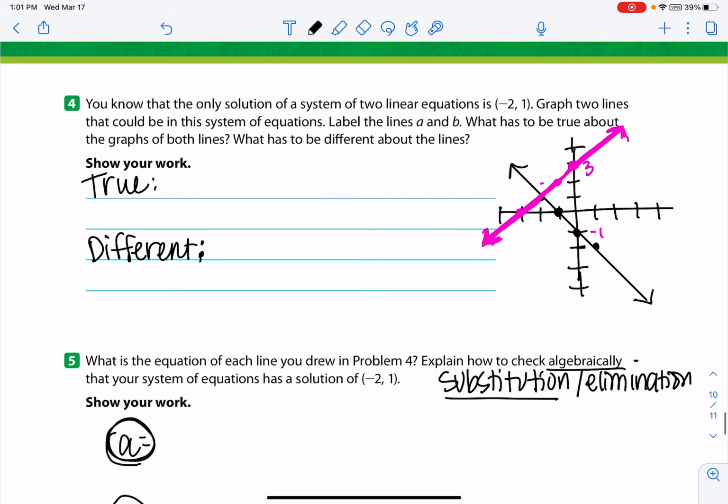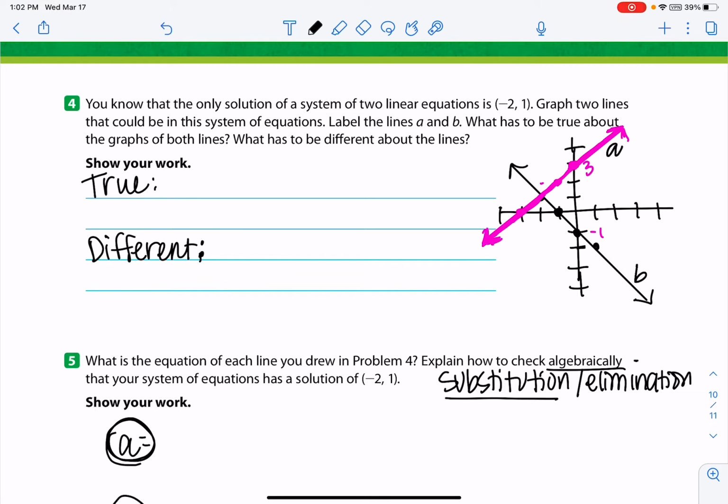It says, you know that the only solution of a system of two linear equations is -2, 1. Graph two lines that could be in this system of equations. Label the lines A and B. And then what's true about the two lines and what must be different about the lines. So I'll label this pink line as line A and this black line as line B.